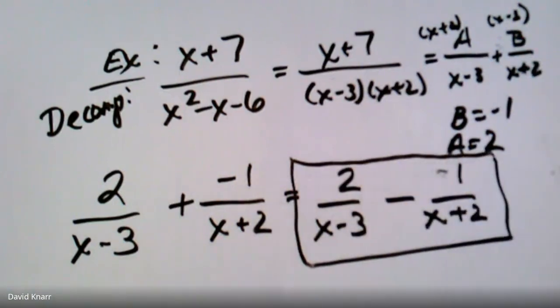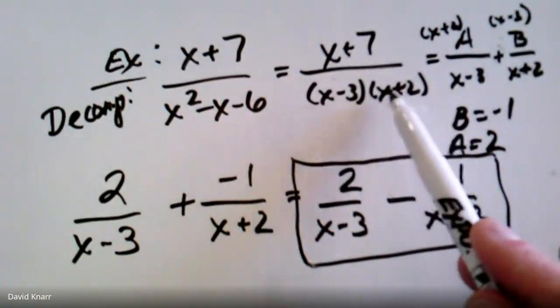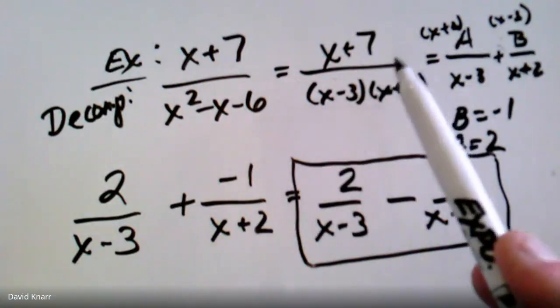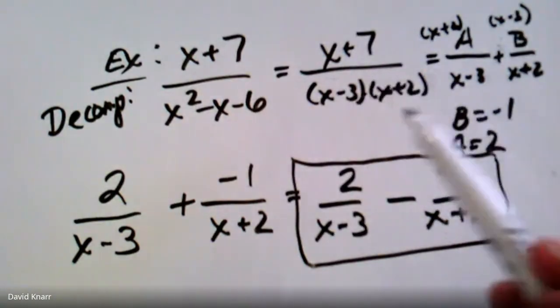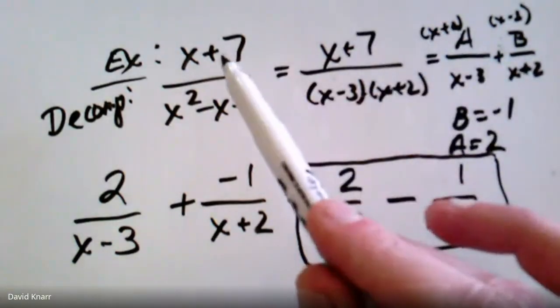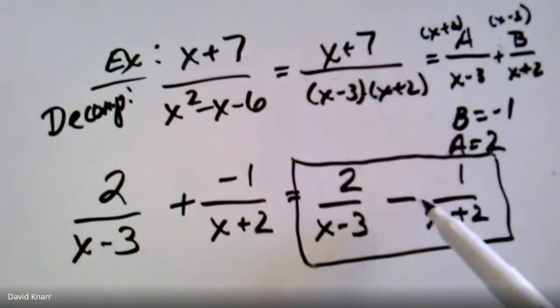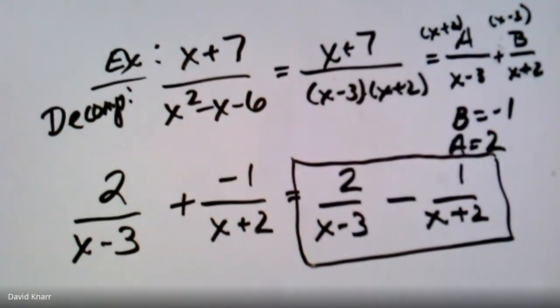So what I'm saying to you is this: if you find a common denominator for these two and combine the two fractions, when you are done, you will get x plus 7 over (x minus 3)(x plus 2), which is what we started with after we factored the denominator. Okay? That's what this is all about. Trying to take one fraction and turn it into all of the fractions that I can put together that would make that one fraction if I combine them.